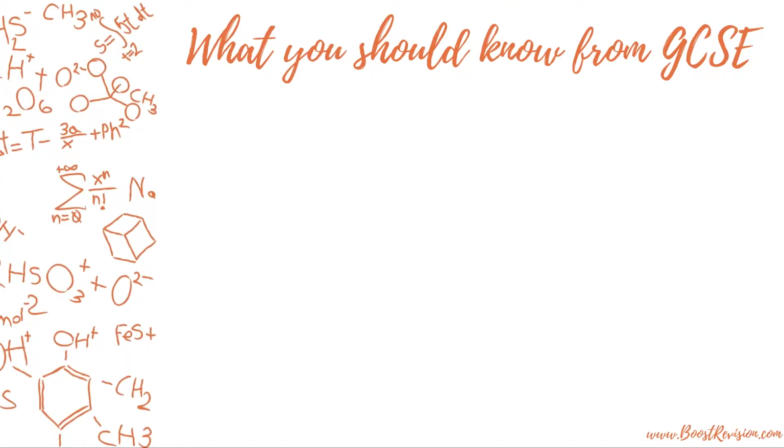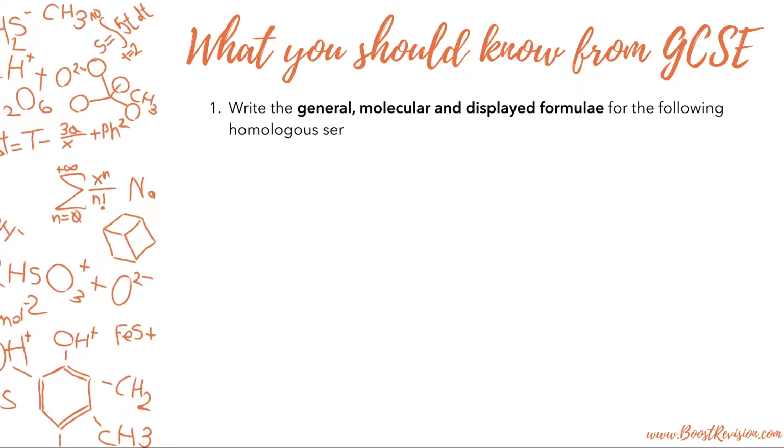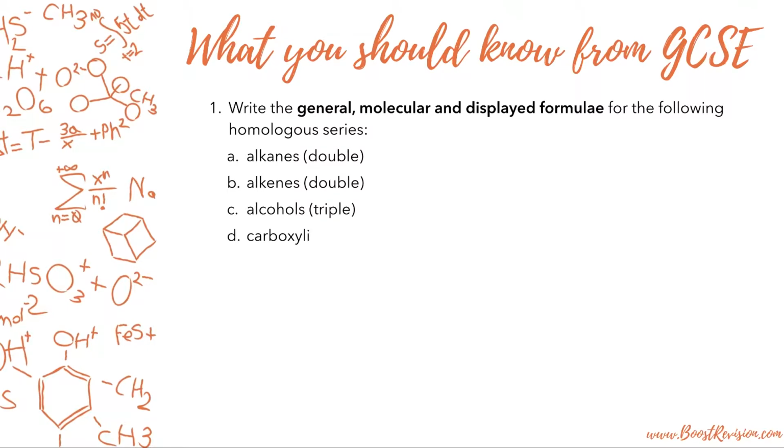Let's start with some of what you learned at GCSE. You should be able to write the general, molecular, and displayed formulae for the following homologous series: alkanes and alkenes if you are on double science, and alcohols, carboxylic acids, and esters if you are on triple science.